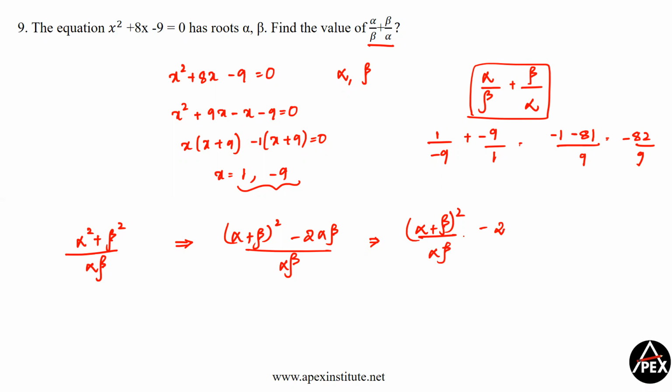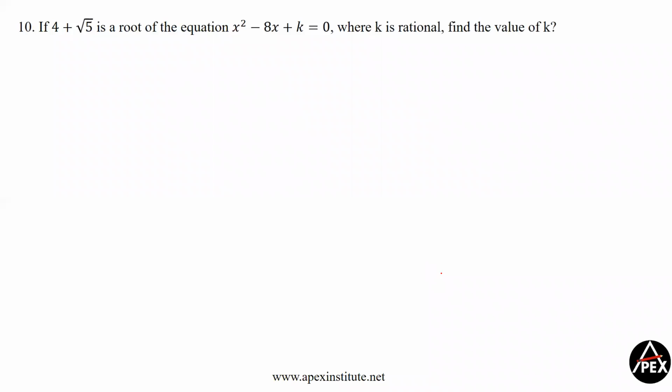So alpha plus beta is nothing but the sum of the roots, so minus b by a, that is minus 8. So this will be minus 8 whole square by the product of the roots, c by a, minus 9, minus 2. So this is minus 64 by 9 minus 2. So minus 64 minus 18, so this will be minus 82 by 9. So you can solve this question in any of these two ways. Clear? Now moving ahead.